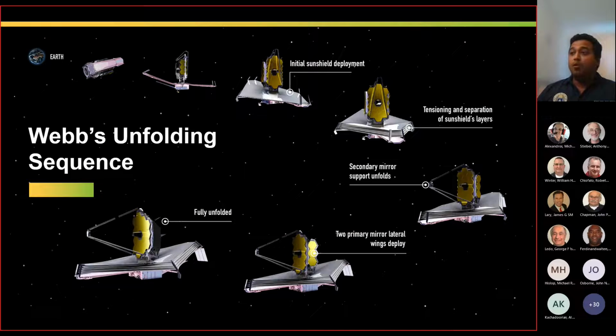So let's see what happened after the payload was sent into space. You can see the unfolding structure here, how the final deployment happened. After launch, the final point was 1.5 million kilometers, or 1 million miles, away from Earth. The destination was a point called L2, the Sun-Earth Lagrange point 2.